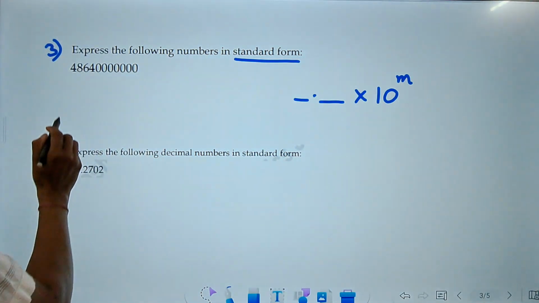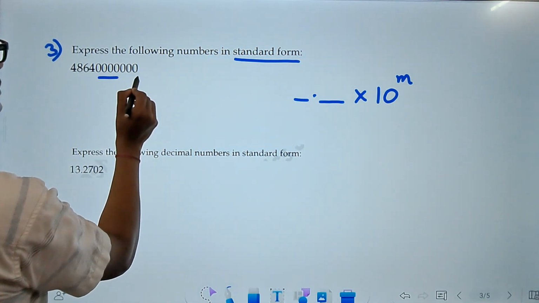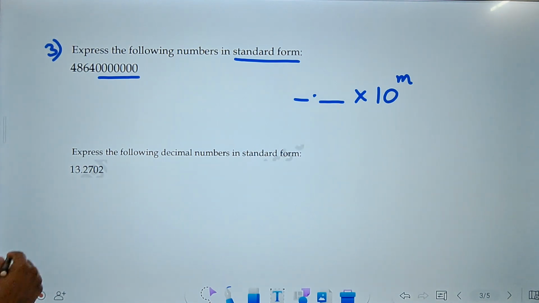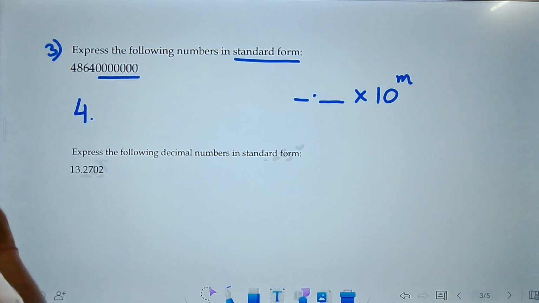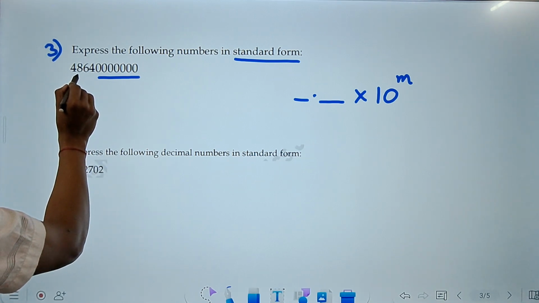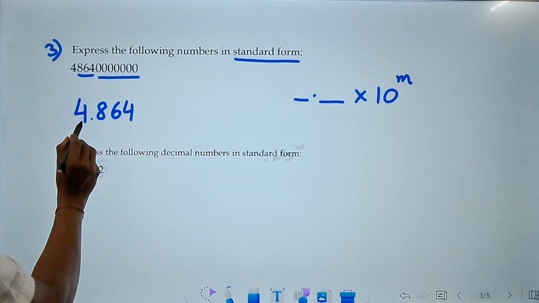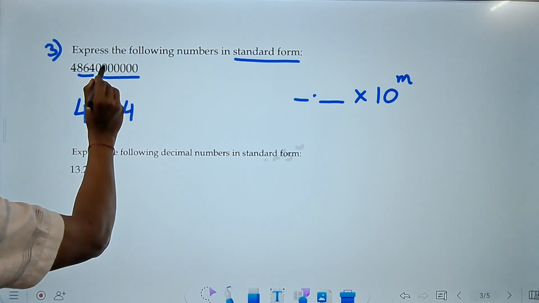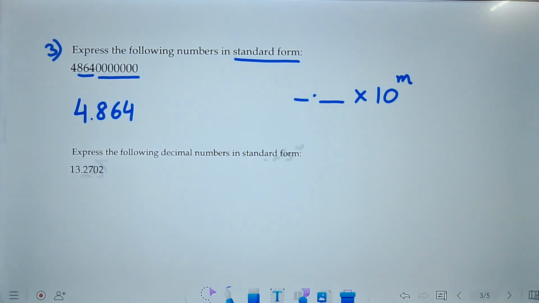Like we have a number here, 4864 followed by 7 zeros, right? So if I put a decimal after the first digit, that means 4 point, there are only 3 digits after that, 864, and once I put a decimal, the digits at the end, if they are zeros, you don't have to write all those zeros here.